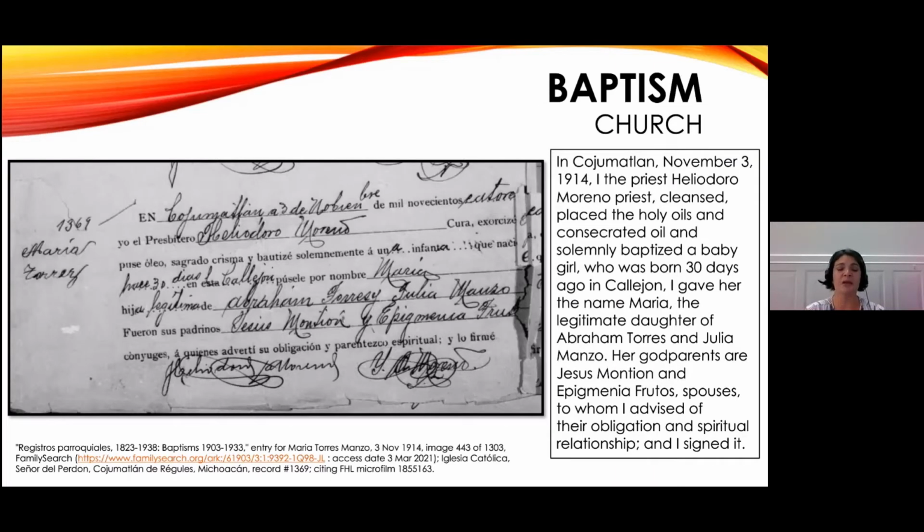He is baptizing a baby girl, una infanta, who was born 30 days ago in Callejon, which is a tiny little village about 3 miles from Kuhumatlan. It says, I give her the name Maria, and she is the legitimate daughter, meaning her parents were married in the church, of Abraham Torres and Julia Manzo. Sometimes baptism records will include the names of grandparents, but unfortunately not in this example. And then lastly, we have the names of the godparents or padrinos. And keep in mind that godparents are sometimes relatives, so pay attention to those.